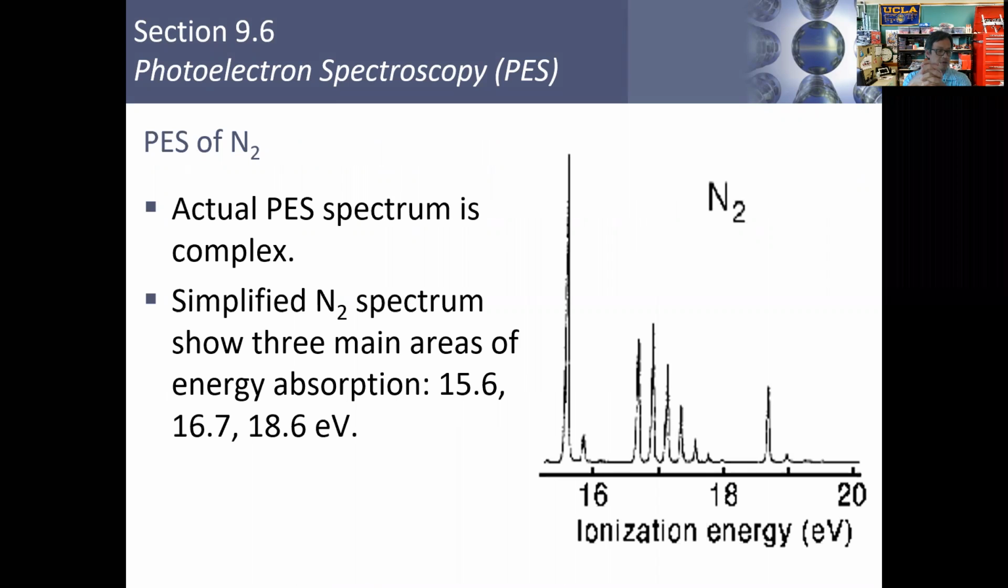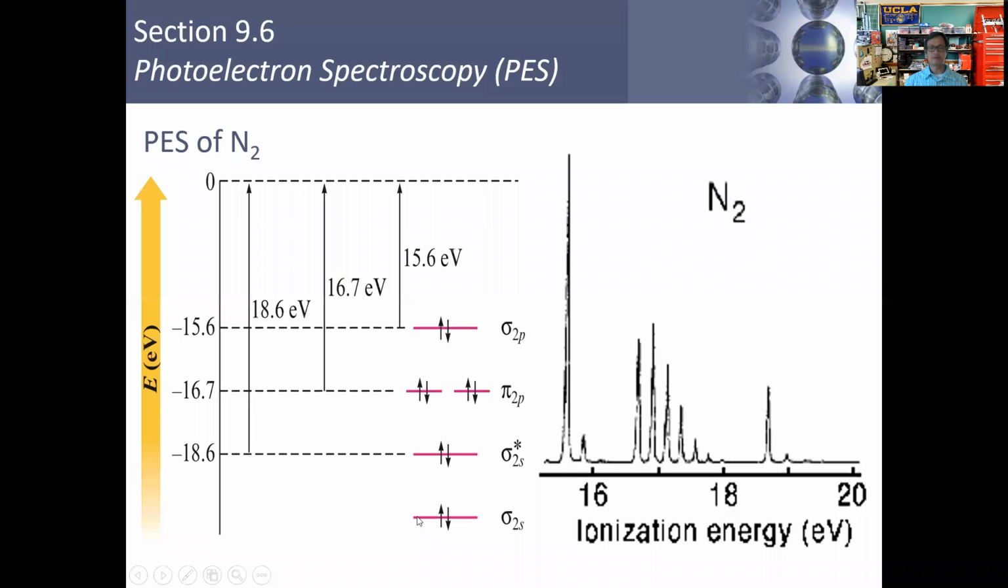We saw dinitrogen. We did the molecular orbitals for dinitrogen. We did the electron configuration for dinitrogen. Let me give that to you as well, and let's compare here. Here was the electron configuration for dinitrogen: 2 electrons in the sigma 2s, 2 electrons in the sigma 2s antibonding, 4 electrons in the pi 2p, and then 2 electrons in the sigma 2p orbitals.